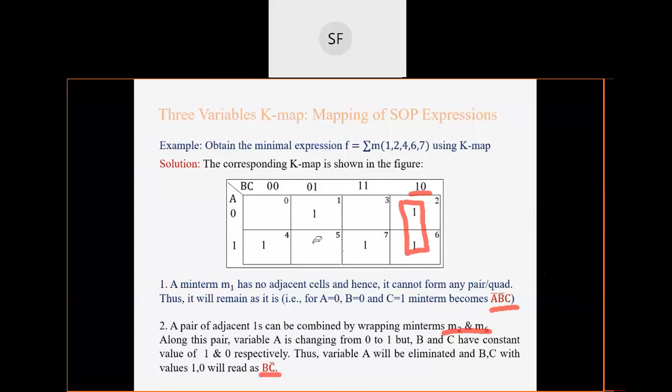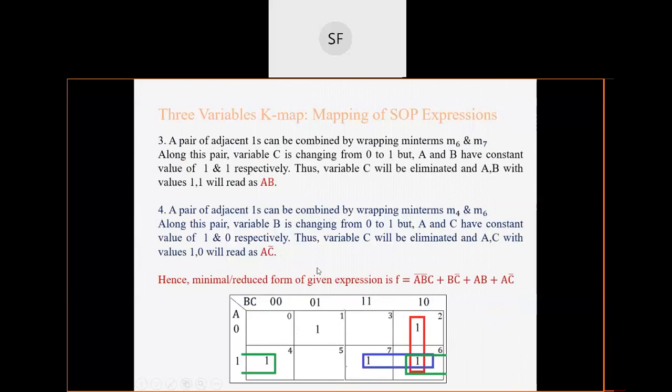Similarly, you have to go with the another pair. So now here total three pairs I have already shown. We have discussed the pair denoted by the red rectangle. Then the second pair is denoted by the blue rectangle here. A pair of adjacent ones can be obtained by wrapping minterms m6 and m7. So this is m6 and m7. Now observe for this combination which variable is varying and which is constant.